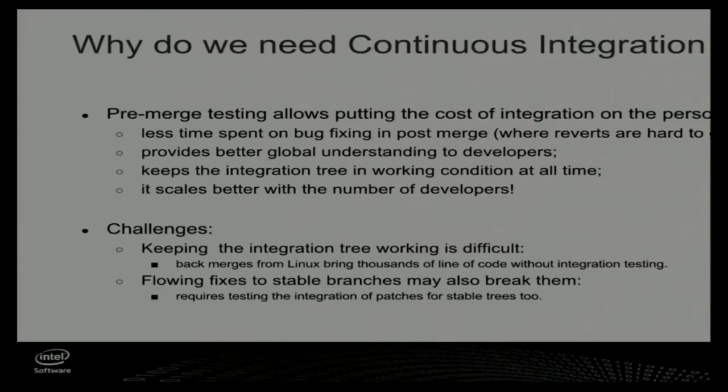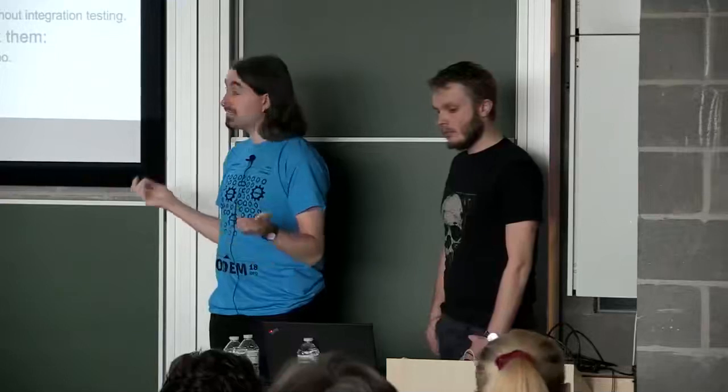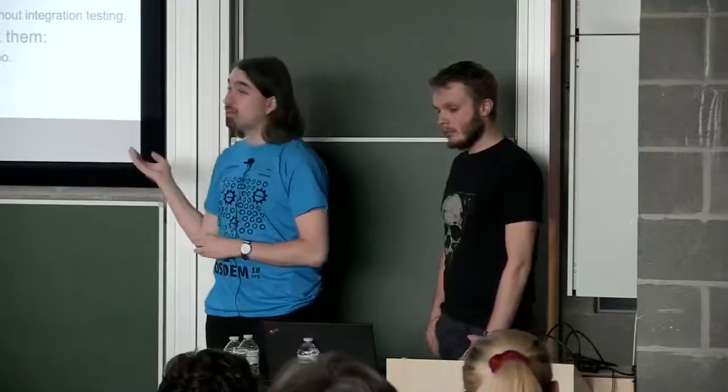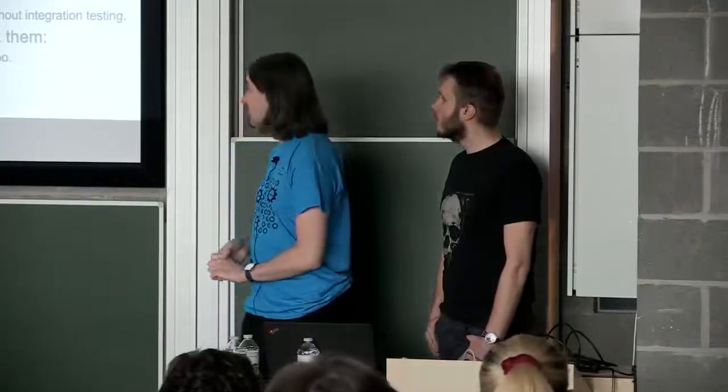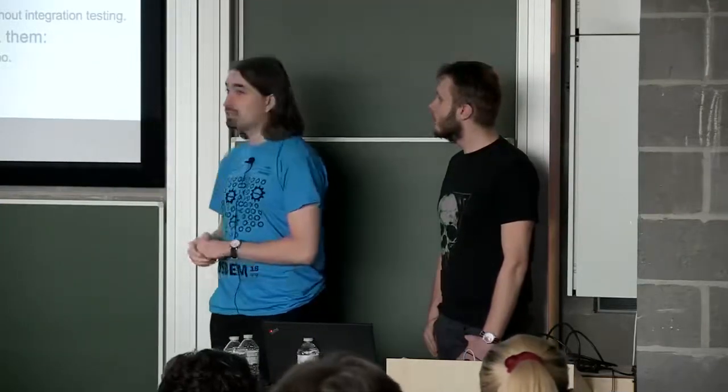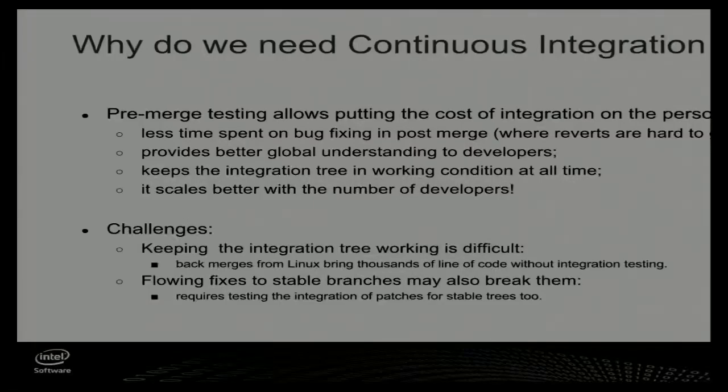Okay, so now, of course, it's all nice and good in theory, but what are the actual challenges that you get out of this? Well, keeping the integration tree stable is indeed very difficult, because whenever you get a back merge from Linux or from an integration tree, you can get thousands of lines of code, even more, coming into the integration tree that have not been tested, because other CI systems are not necessarily as thorough as what we do, or at least they don't concentrate on the workloads that we care about. So that's a lot of code landing at once that is untested.